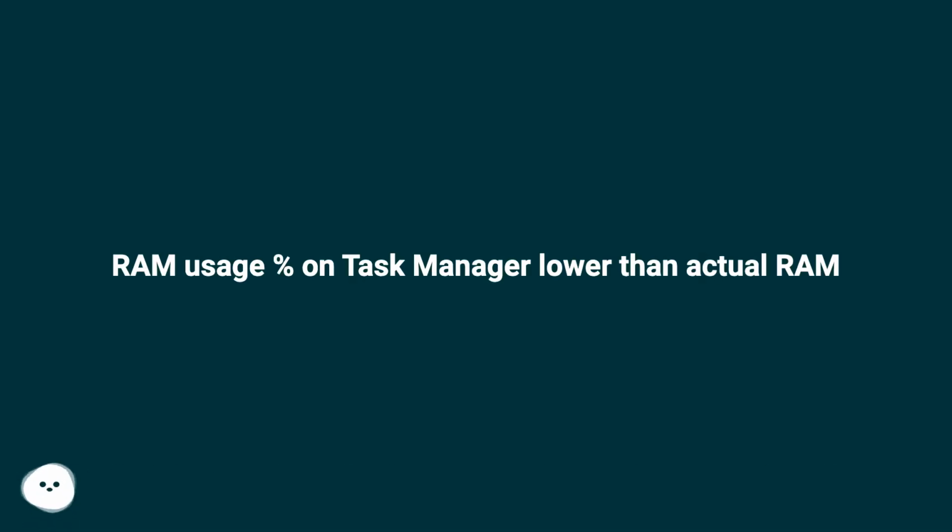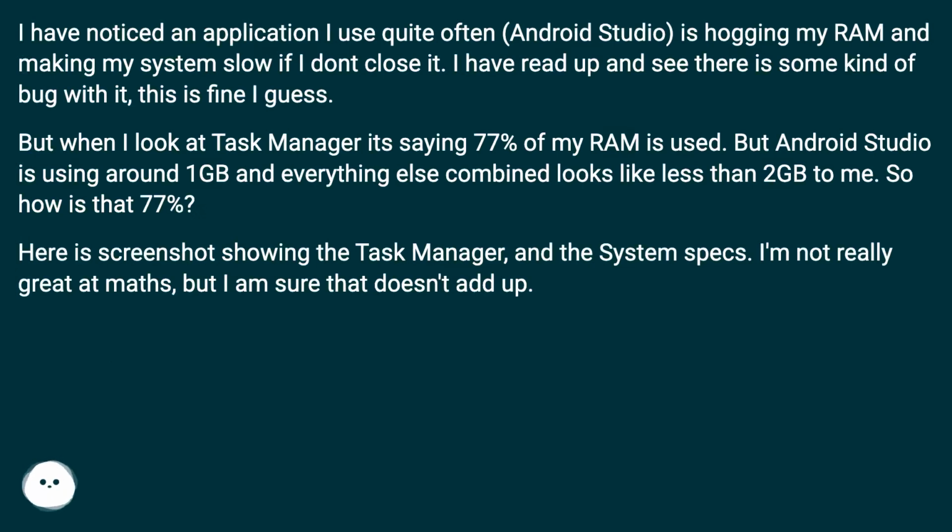RAM usage percent on Task Manager lower than actual RAM. I have noticed an application I use quite often, Android Studio, is hogging my RAM and making my system slow if I don't close it. I have read up and see there is some kind of bug with it. This is fine, I guess.